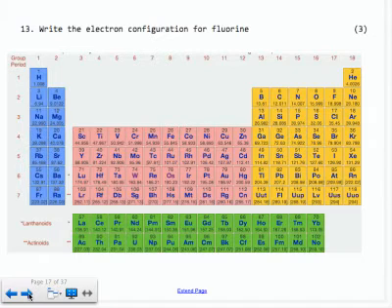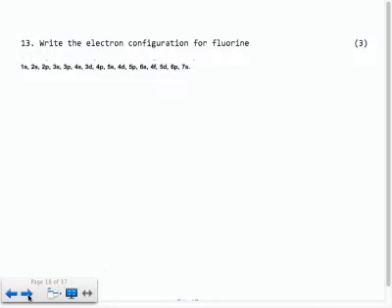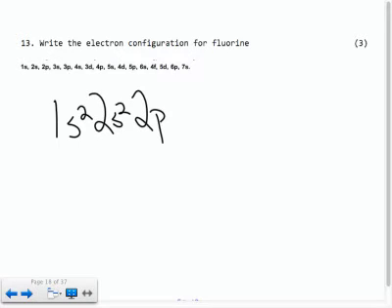The configuration for fluorine. Again, find fluorine on the periodic table. Its symbol is F. It has 9 electrons. So, using the sequence again to fill up 9 electrons: 1s2. 2s is next. That can hold 2. 2p can hold up to 6, but I don't need 6. I only need 5 more because I've got 2 and 2 in the first 2 s levels, plus 5 gives me 9 electrons. So that's the configuration for fluorine.